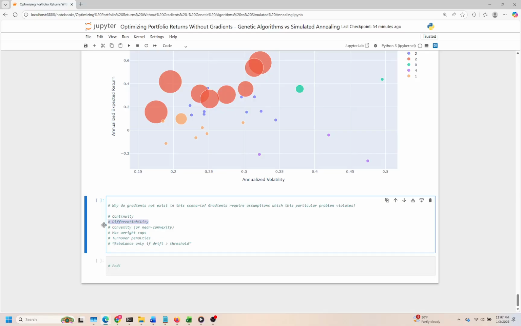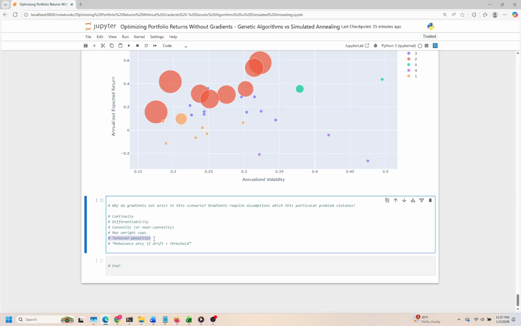We also touch on convexity, or its near relative, which signifies that the function has a single global minimum that's easy to identify. If the function lacks this property, we could be misled by local minima, preventing effective optimization. Additionally, factors such as maximum weight caps and turnover penalties complicate the landscape further. These constraints can introduce nonlinearities and discontinuities that disrupt the smooth transitions needed for gradient-based methods.